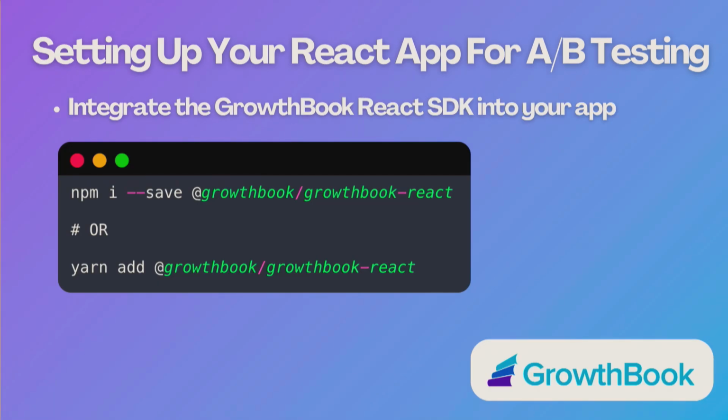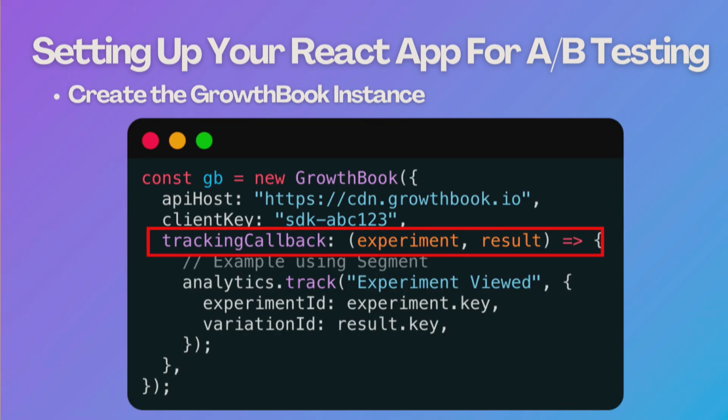Once we have created our account and generated the SDK key, we have to integrate the Growthbook React SDK into our app, and we have to install the Growthbook React package. And this is how we can do it. Growthbook also allows us to create the Growthbook instance, and Growthbook has a tracking callback function, which is triggered every time a user is put into an experiment, and it tracks the user interactions and sends the data to our analytics tool.